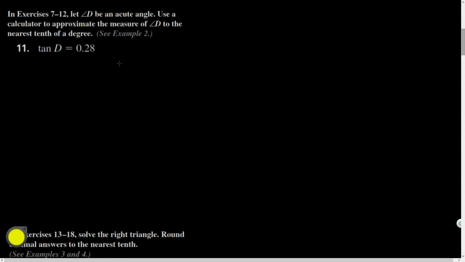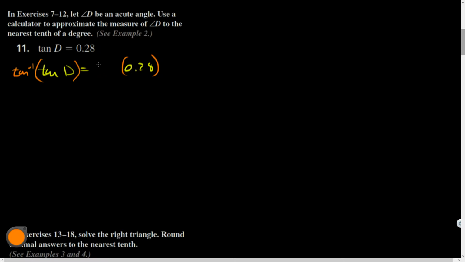Question 11. If angle D is an acute angle, use the calculator to approximate the value. So if tan of D is equal to 0.28, how do I get D by itself? I'm not multiplying. Now listen to my language. I'm taking the tan inverse of both sides.